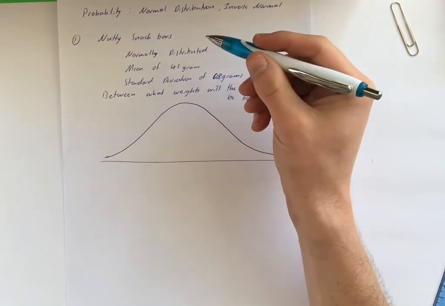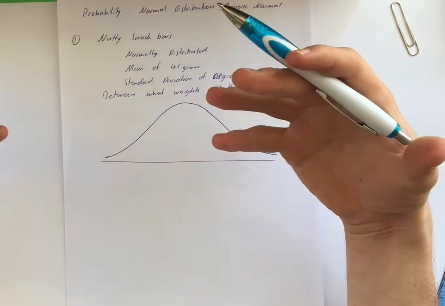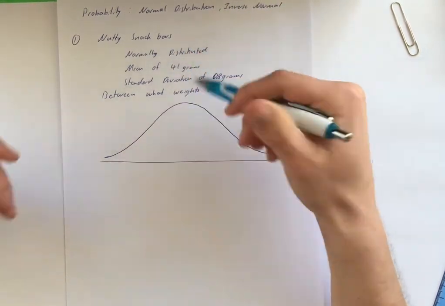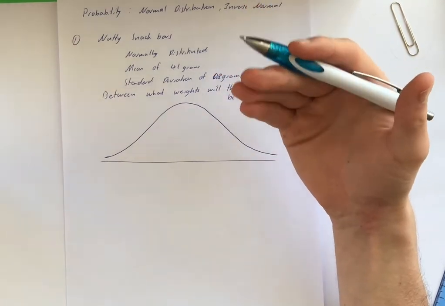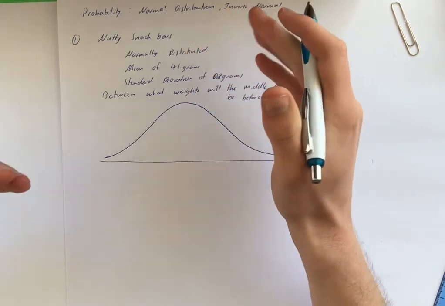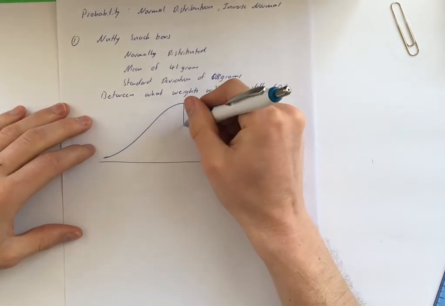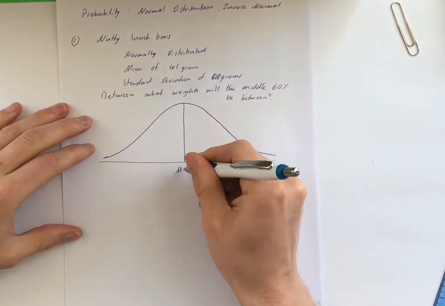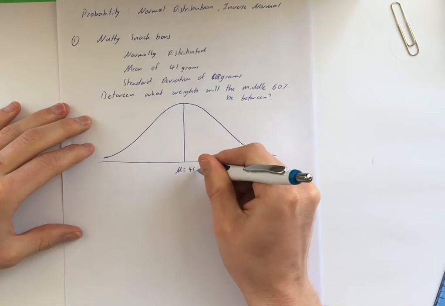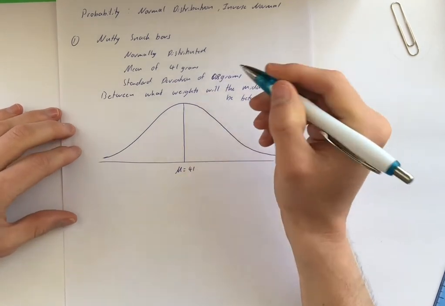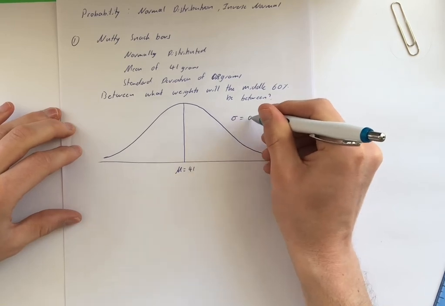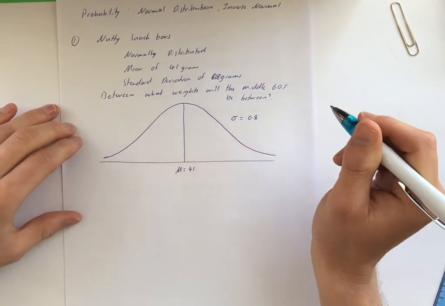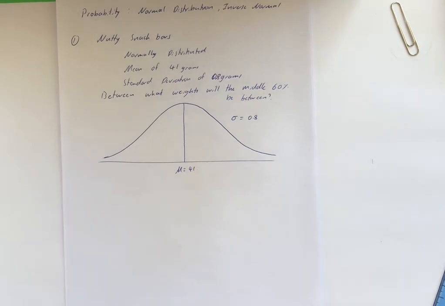So Nutty snack bars, okay, their weight is normally distributed, so that's good. So it's a normal distribution problem. The mean of these Nutty snack bars is 41 grams. So the mean, or mu, is 41. The standard deviation is only 0.8. It's pretty small. It's what you want in a factory. Now, between what weights will the middle 60% be?